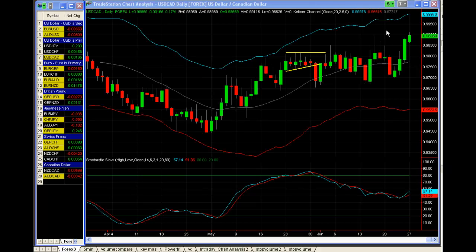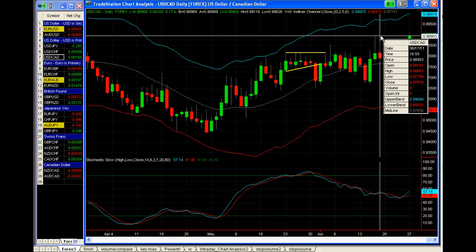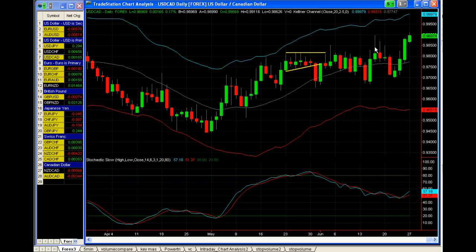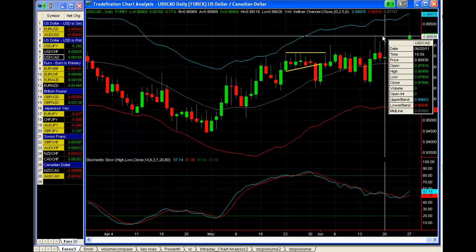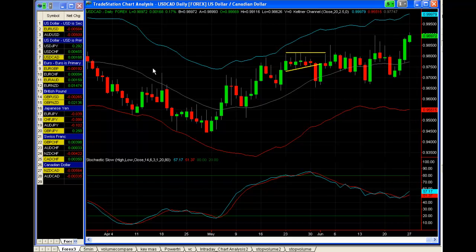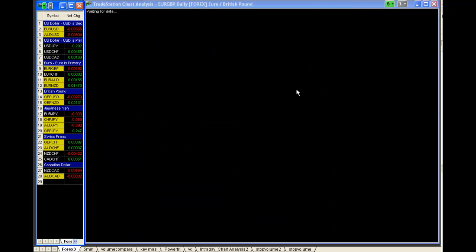Now, you can see, it tried to break out here above this inverted hammer, but as of right now, it's trading back below that high. So be careful there on the CAD.